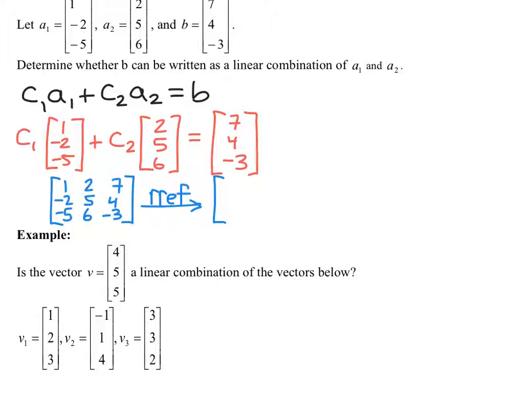So, matrix, menu, edit, matrix A. Oh, it doesn't work the same way. Oh, maybe it does. Let me see. 3 by 3. Okay, it does work the same way. 1, 2, 7, negative 5, 2, 5, 4. Okay.